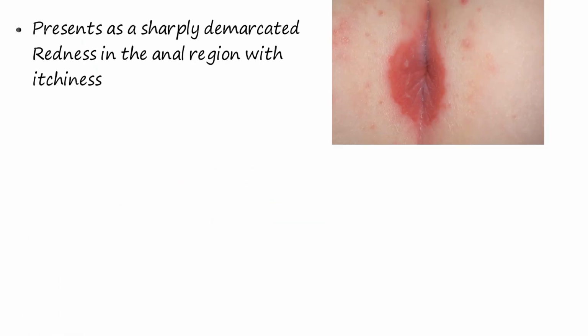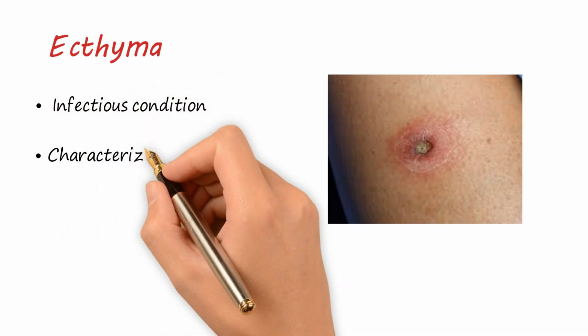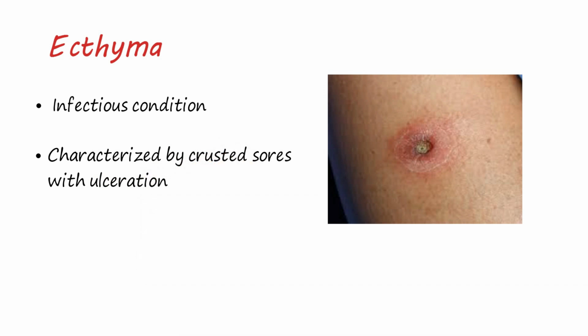And the last one is ecthyma. It is an infectious condition that is characterized by crusted sores with ulceration. This is a deeper form of impetigo.